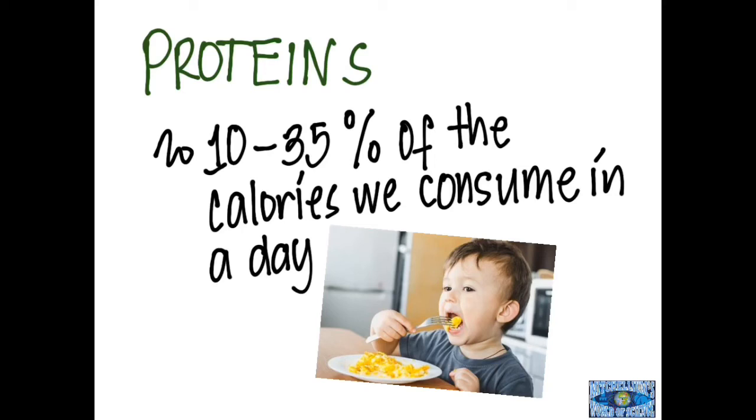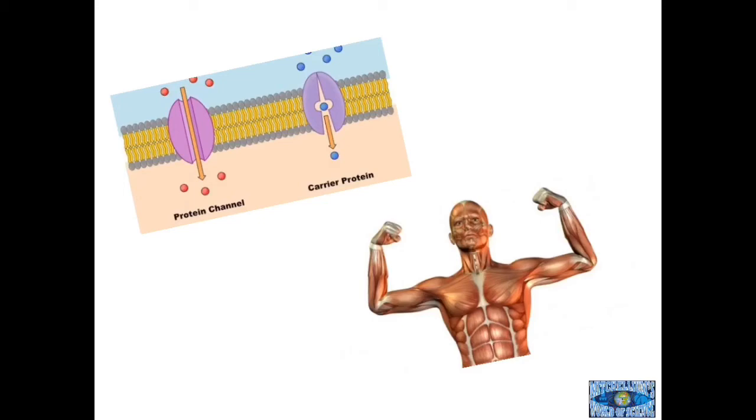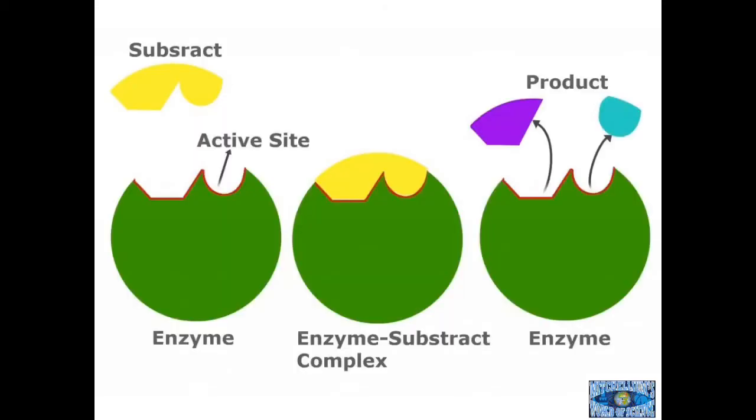Proteins should make up 10 to 35% of our daily calories. Proteins perform a wide variety of functions in our body, including structure and support for our cells and as carriers or channels to pass important molecules into and out of cells. Proteins are also necessary in the production, growth, and repair of body cells and tissues. Enzymes, a specific type of protein, are needed to speed up chemical reactions in our cells so that they can happen quickly enough to keep us alive.